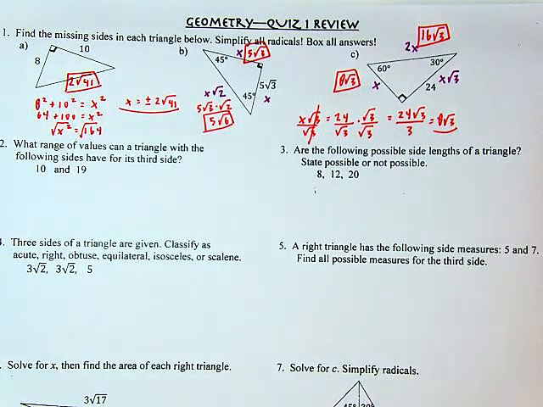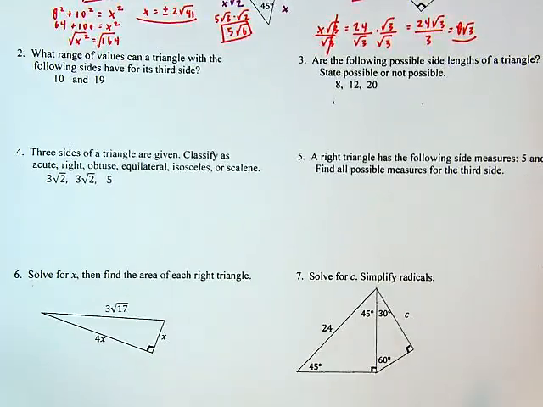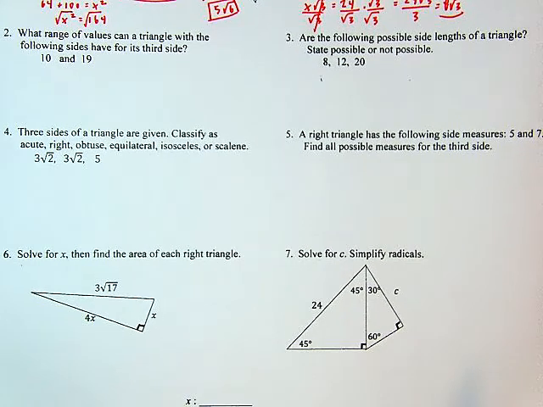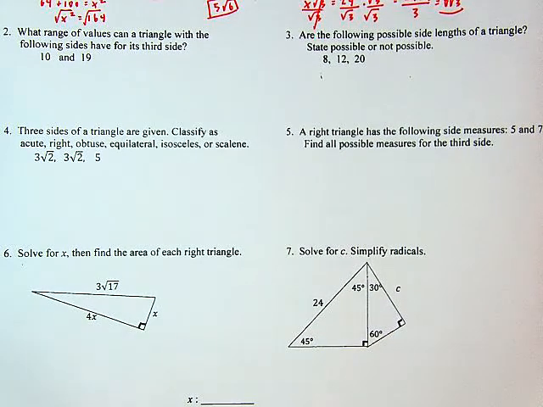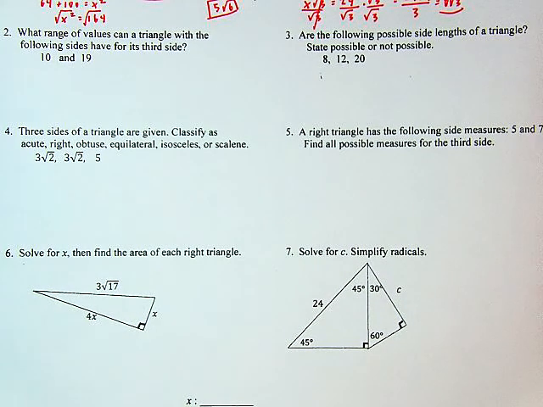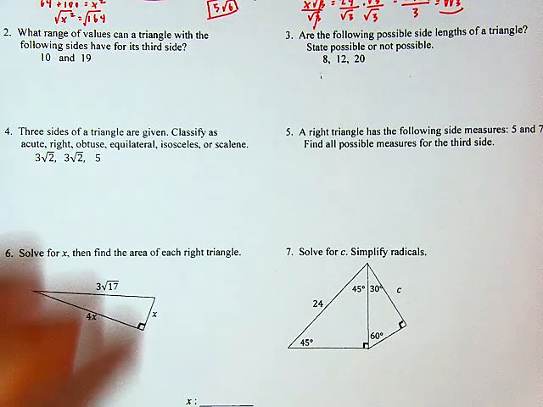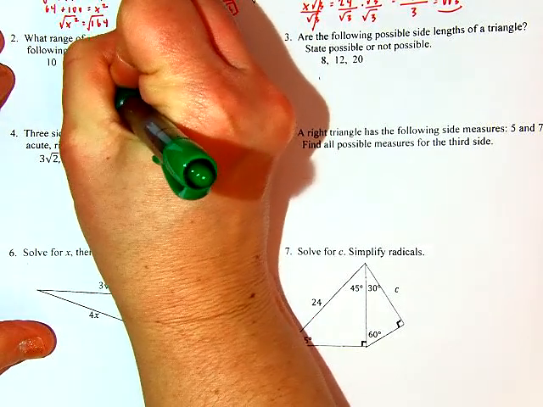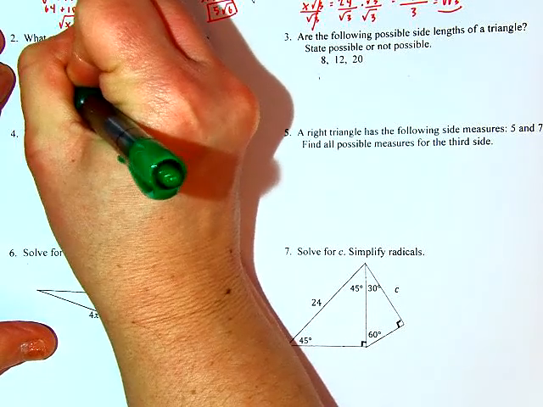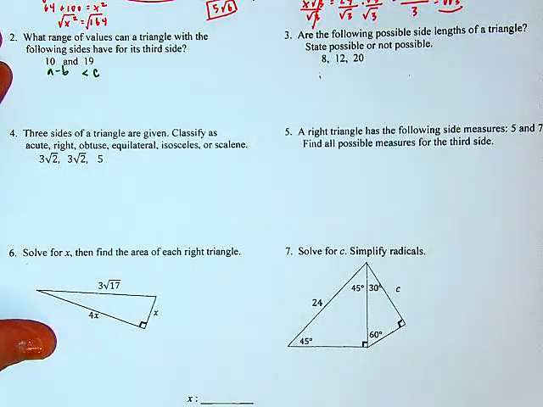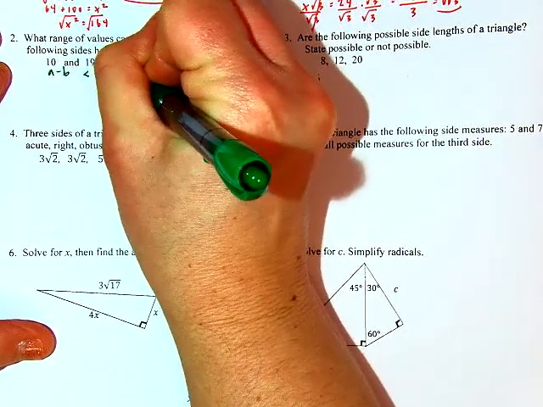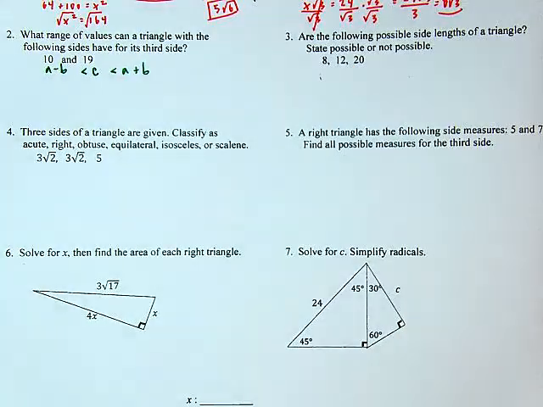All right, next up, just a little review from last semester, right? We reviewed this at the start of this semester too. So what range of values can a triangle with the following sides have for its third side? So I know that that third side has to be bigger than the difference and less than the sum of the two known sides. So that third side, if I call it C, has to be greater than the difference, but less than the sum of the two known sides.